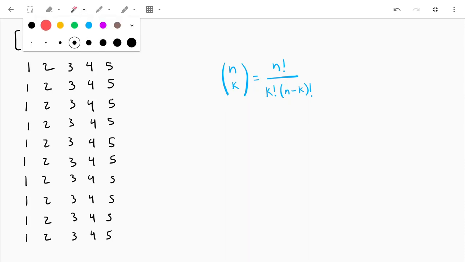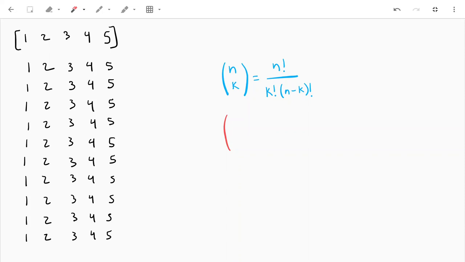So we just use this formula. In this case, our n is 5 and our k is 3. So that's 5 choose 3, our 5-element set, and we're going to choose 3 elements. How many different ways are there to do that? So let's quickly just plug this in and find out how many there are.